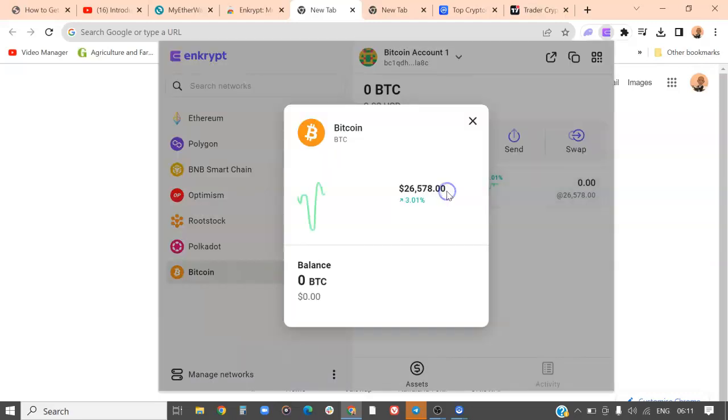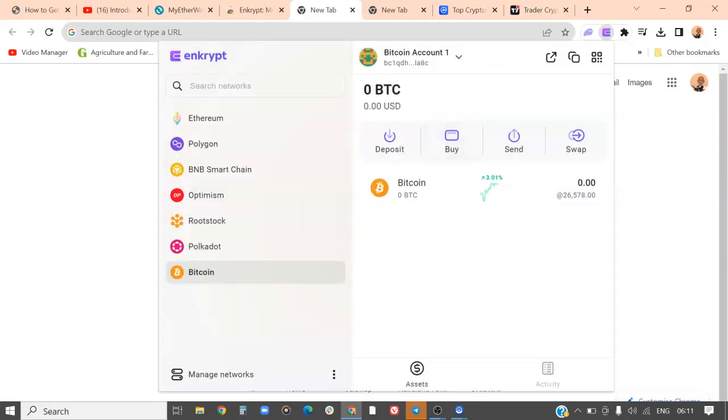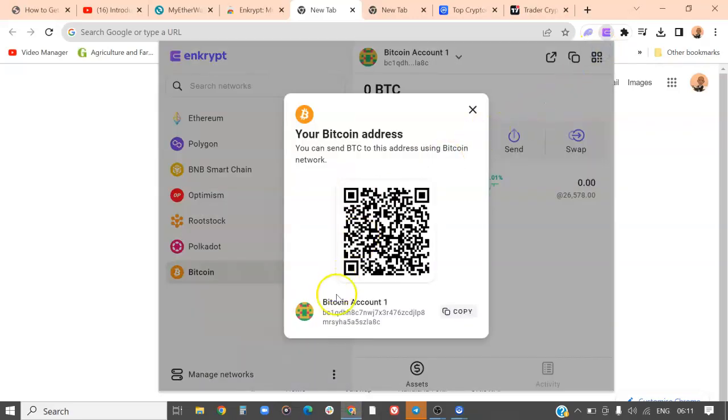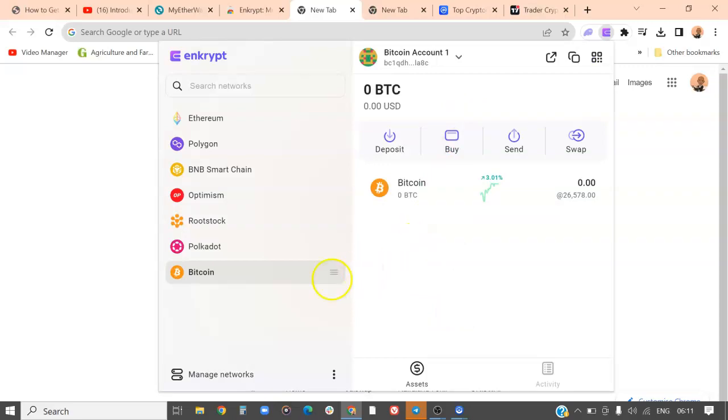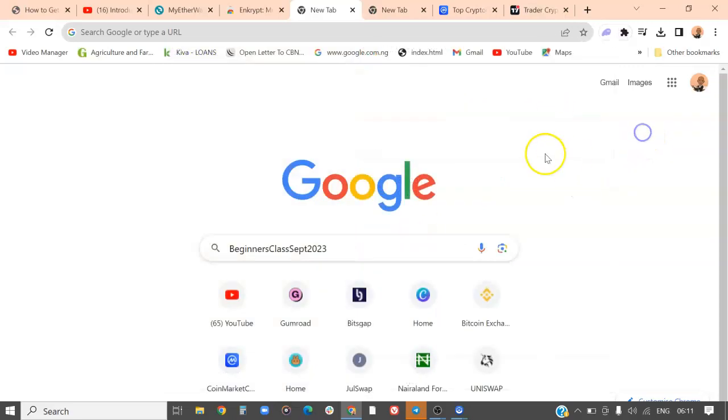Then click on deposit address. Sorry about that. Let me move this to this point. Then click on this to generate the Bitcoin wallet address. You can see BC1 whatever. This is a typical example of a Bitcoin wallet address. Then copy it. When you copy it, sign up on some of these platforms.